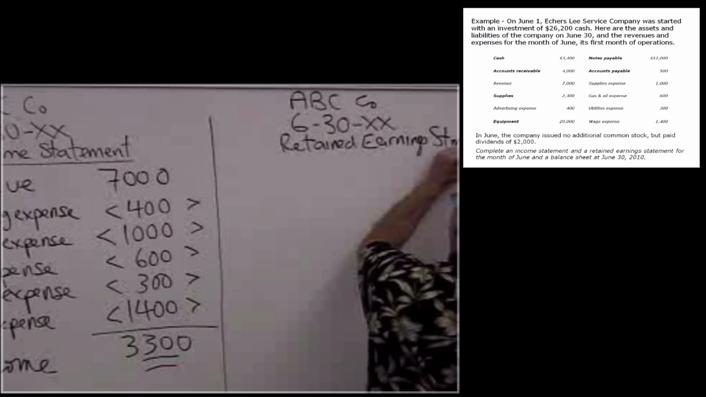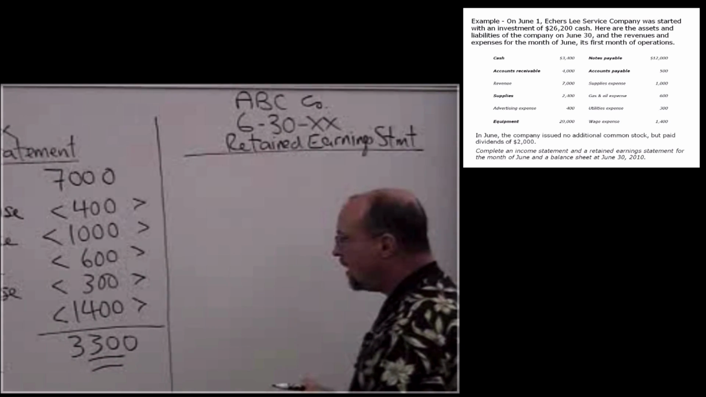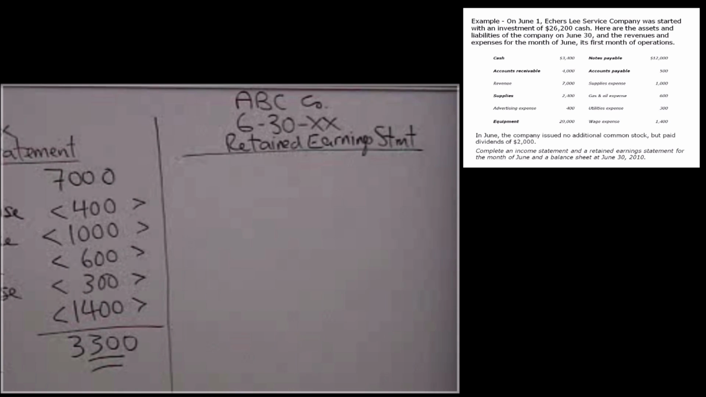Okay, I'm going to abbreviate. So there's my header. Okay, now, if we look at the slide, we notice it says, on June 1st, the service company was started with an investment of $26,200 cash. It is now June 30th. So this was the very first month that this company has been in business.